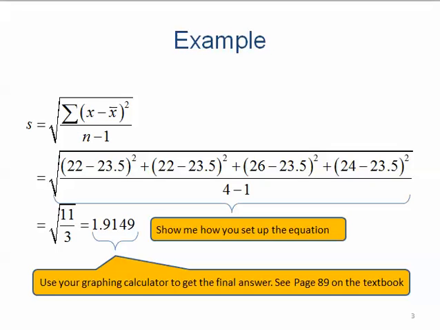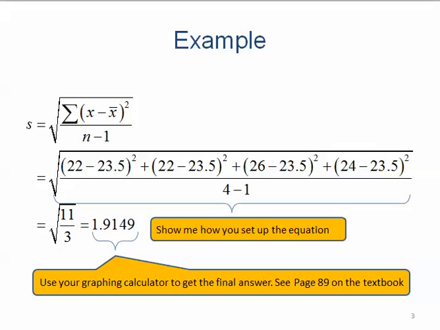All right, so similarly for the sample standard deviation, you follow the formula, basically subtract each observation by its mean, square it, add all of them up, and then divide it by the total number of observations minus 1. So just like the sample mean in the previous slide, I do want you to set up the equation like this. Okay? And then for the final answer, use your graphing calculator to do that. And the instruction is also on page 89.